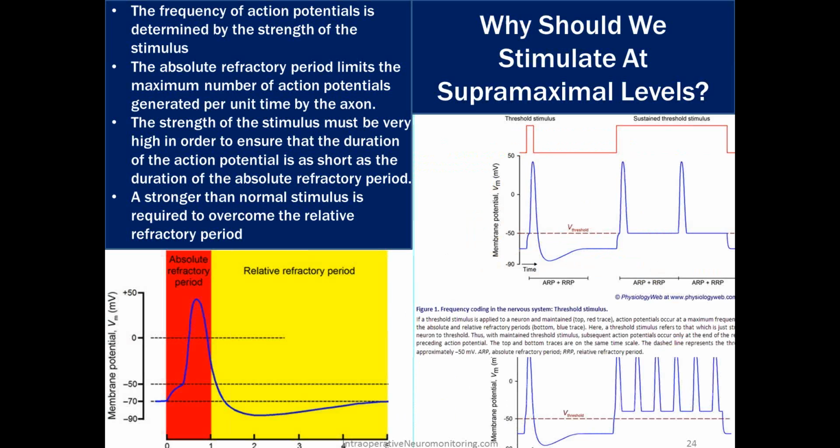The frequency of action potentials is determined by the strength of the stimulus. The absolute refractory period limits the maximum number of action potentials generated per unit time by the axon. The strength of the stimulus must be very high in order to ensure that the interval between action potentials is as short as the duration of the absolute refractory period. And I'll get to that in a second. A stronger than normal stimulus is required to overcome the relative refractory period.